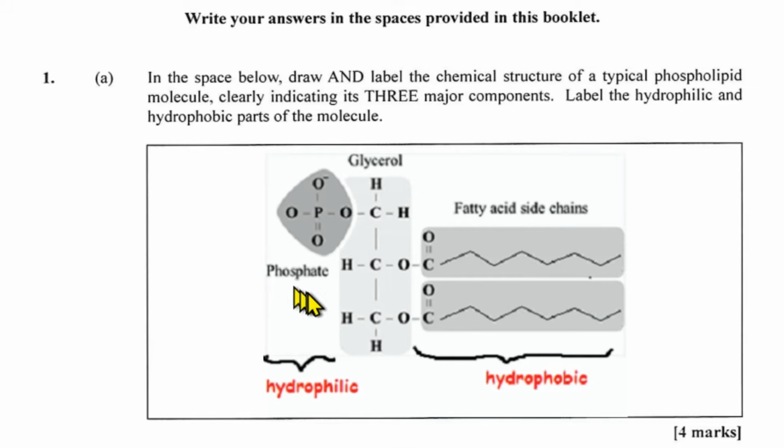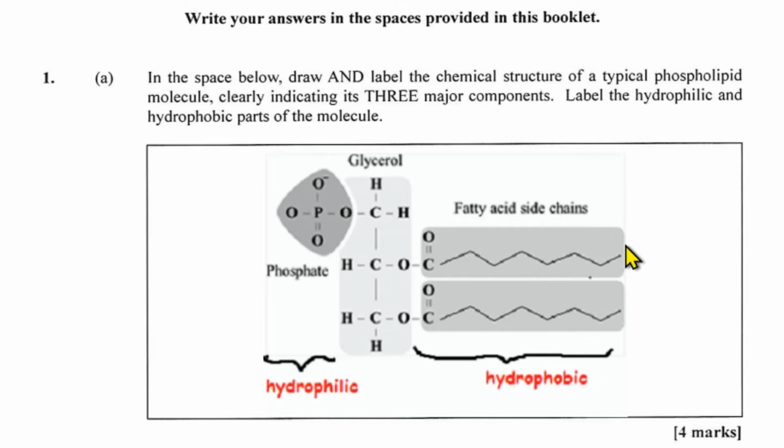So here we have the phosphate head, we have the fatty acid tails, right? And remember we have two, and we have the glycerol molecule bridging the two of them. The hydrophilic region is the phosphate head, the hydrophobic region are the fatty acid tails. Now remember what hydrophilic means. It means having affinity to water, water loving. Hydrophobic means water repelling or water hating.